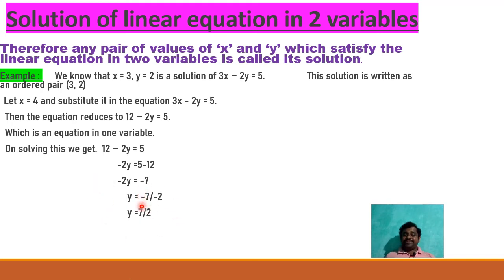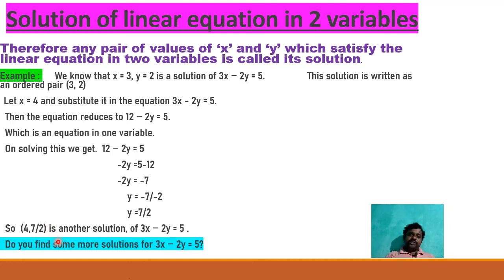Now what is the solution? Here it is 4 comma 7 by 2, where the value of x is 4 and 7 by 2 is the value of y. This is called an ordered pair. We can write the solutions in the form of an ordered pair. Here this is the x coordinate, this is the y coordinate.